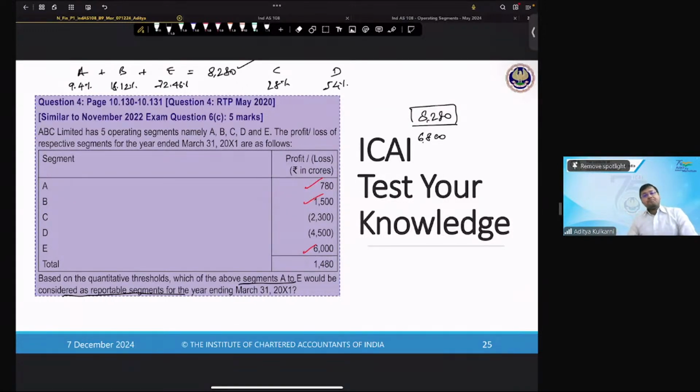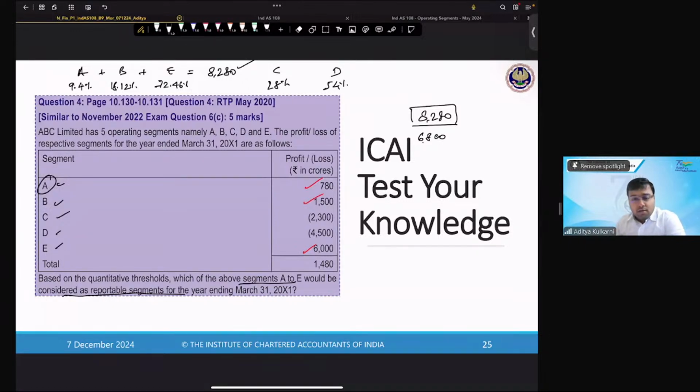Is it necessary to calculate the percentage for each one separately? It is not necessary. 10% of 8280 is 828. So anything below 828, you can leave out. That is, you leave A. Rest all become reportable. B, C, D. Okay, you can do it that way. No problem.